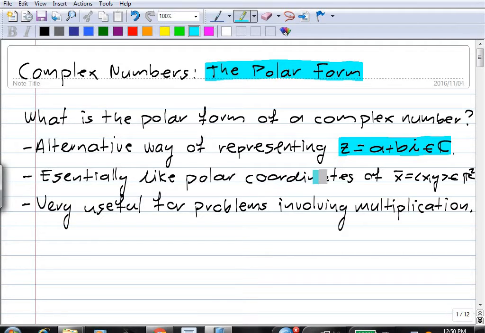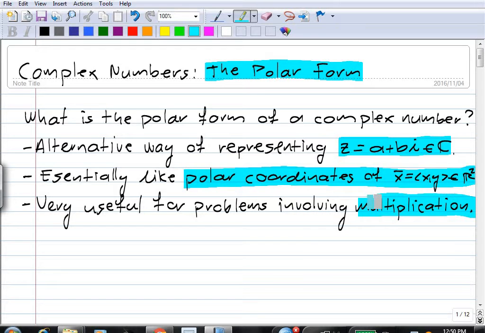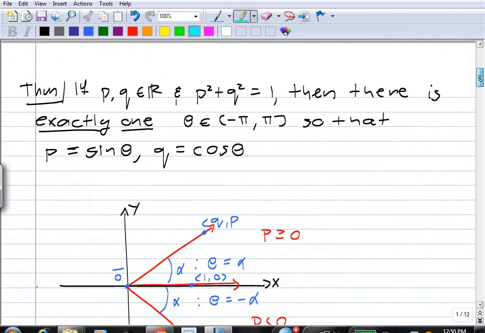And it's essentially like the polar coordinates for a point in the plane. And it turns out to be extremely useful whenever we're dealing with problems involving multiplication. Right. Now, first a little theorem.